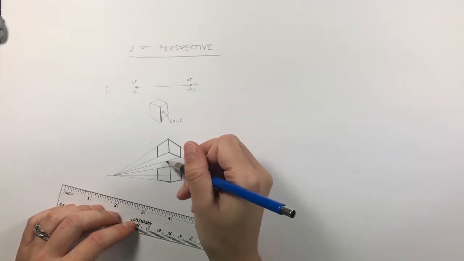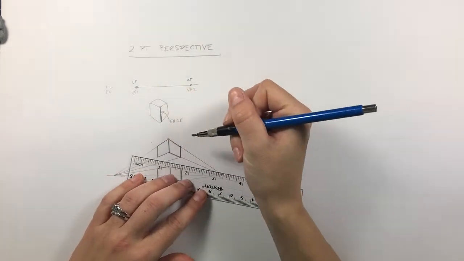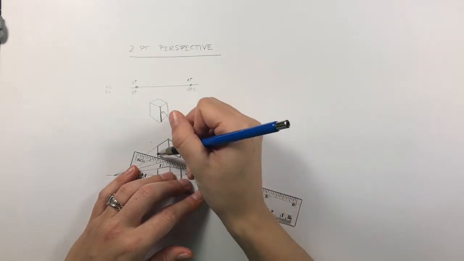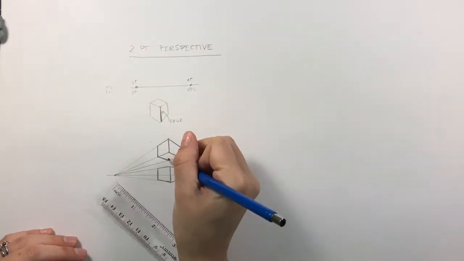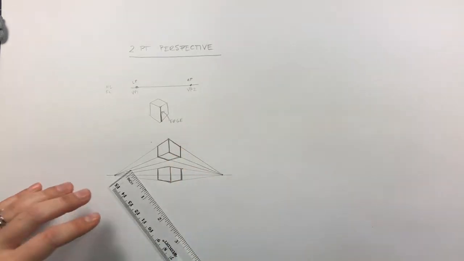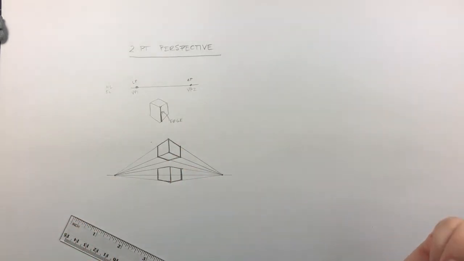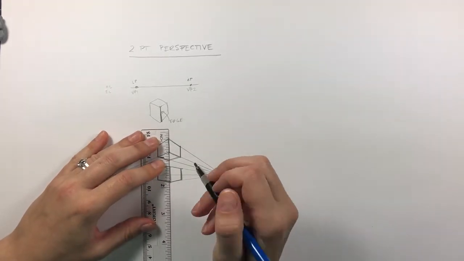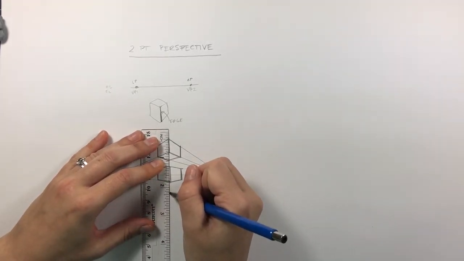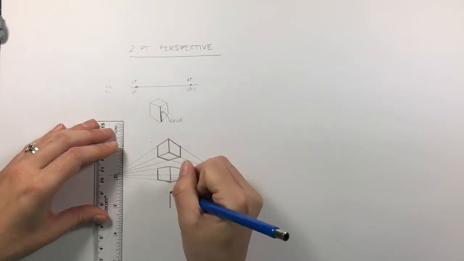Excellent. And to figure out the back one, we got to go back to the other corner. And there we go. So we figured out that this is what the bottom of our cube looks like. Excellent. And then let's draw one more here, just for the sake of it, so you guys can really understand how this goes.